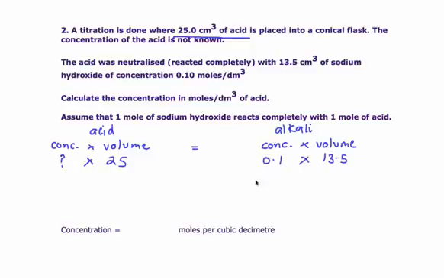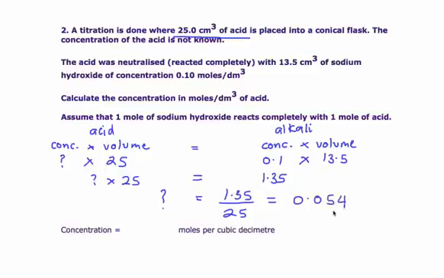So again, if we do our calculation, we have 0.1 times 13.5, which will give us 1.35 over here. So this is our next line, and rearranging as we did before, we would have 1.35 divided by 25. So our answer is, I believe, 0.054. And what it's asking us to work out is the concentration of the acid.